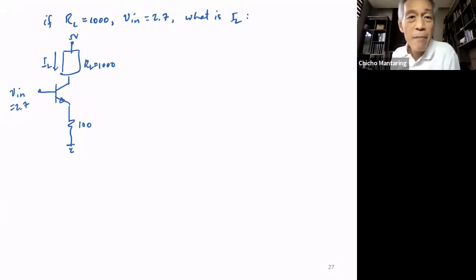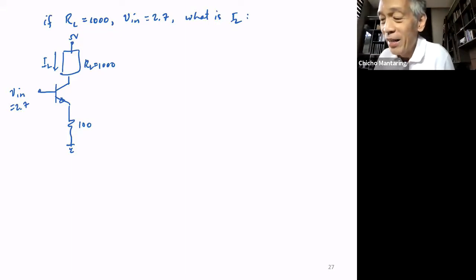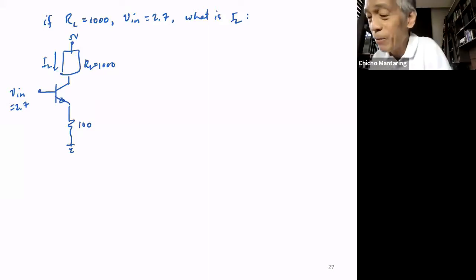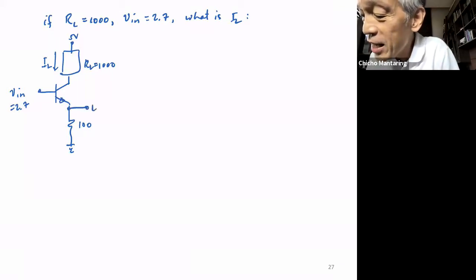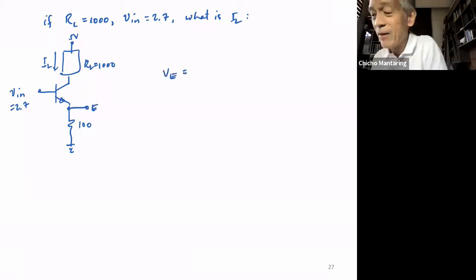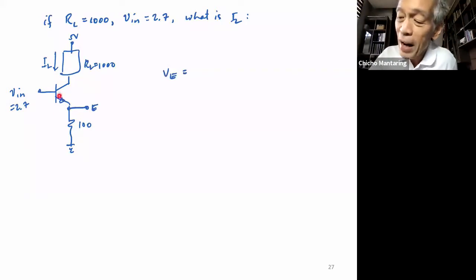Somebody says 3 mA. Nice try, it's a good try. But I think it's not right. 2.3. Okay, let's check. So what is the value of VE? What is VE? This diode is still forward biased, no? Even in saturation, this is still forward biased. So what is VE? VE will still be equal to 2 volts.